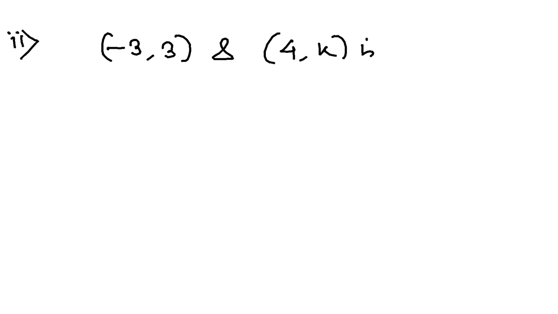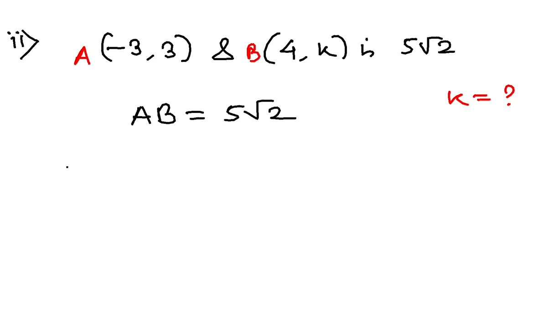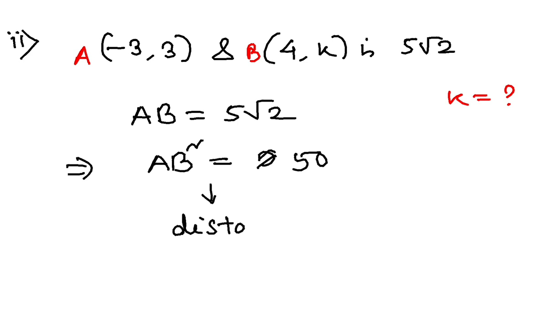Now 11.2, same kind of question. They are saying the distance between (minus 3, 3) and (4, k) is 5 root 2. You have to find the value of k. So a similar kind of question. So you can assume that this is A and this is B. So basically what is given is AB is 5 root 2. Then you can square it, so AB squared is 5 squared, 25, into 2, it will be 50. AB squared is 50. Then apply the distance formula and then simplify, and you will get two values of k.